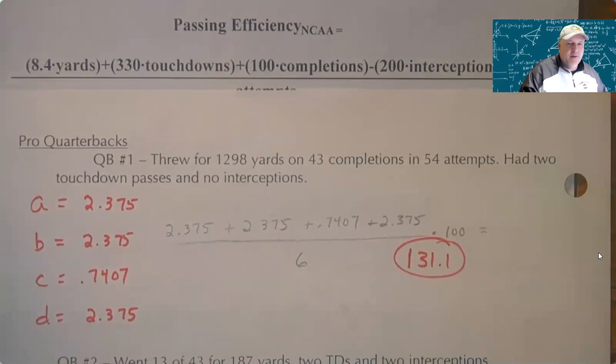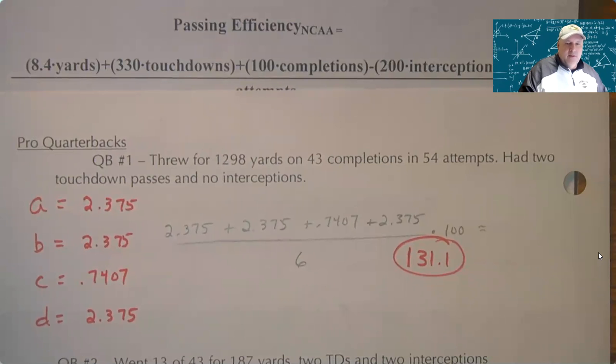So here's an example of one in the NFL. So you got to calculate the A, B, and C and D. This is great for a spreadsheet. I'm sure they have built-in programs in the NFL that do this. You just enter the passer stats in.